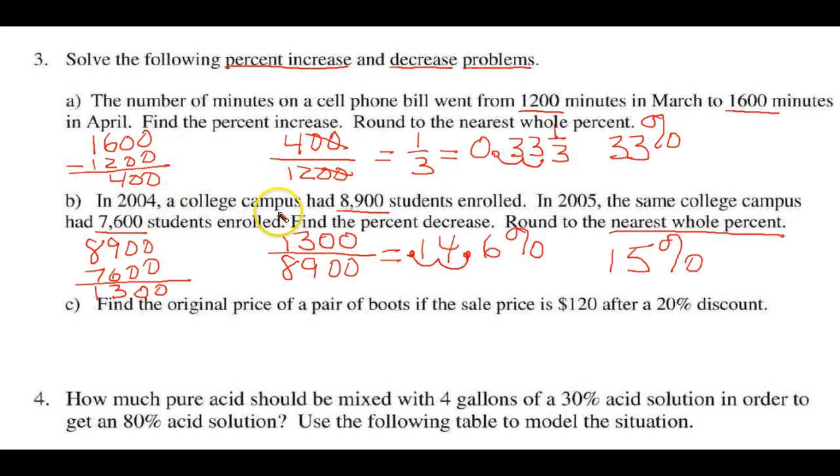So basically the formula is the same. Find the difference, put the difference over the original, and then convert to a percent following the instructions that they're giving you.